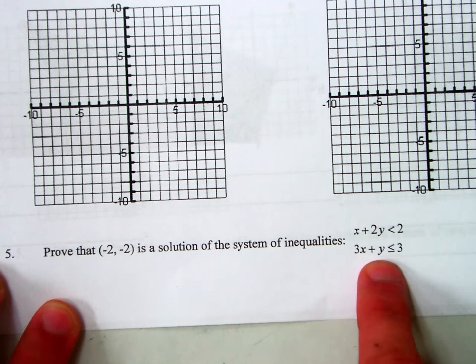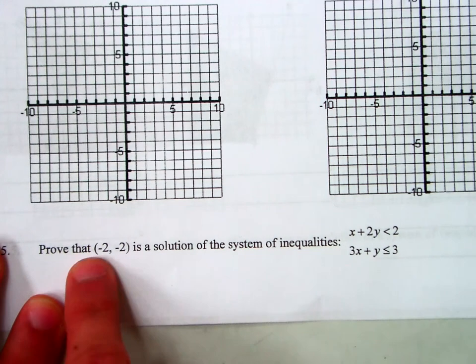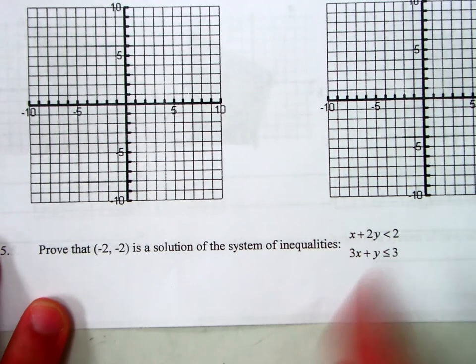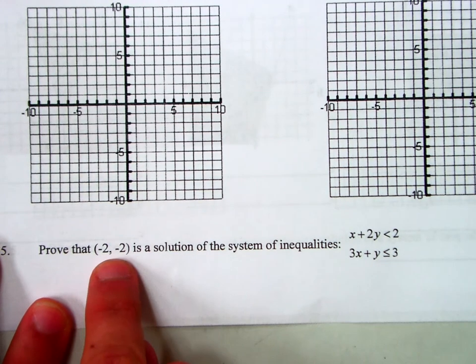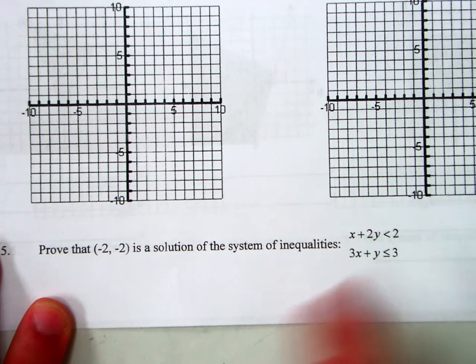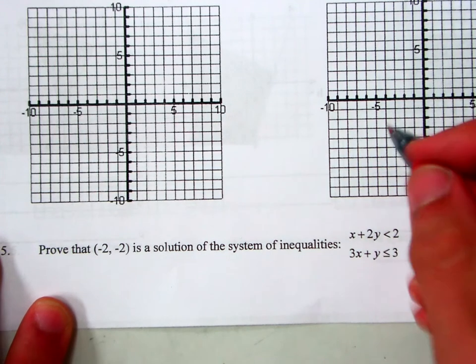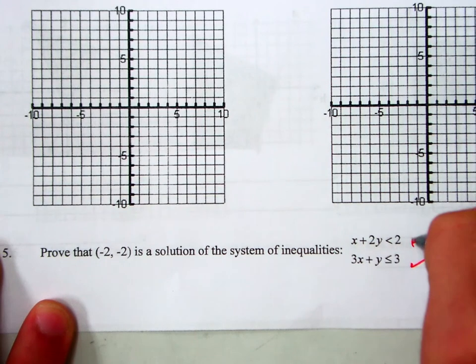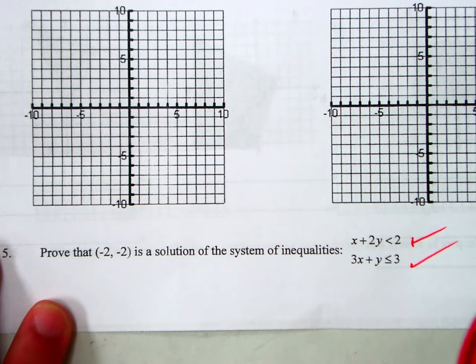There's two ways you can do this. You can graph that, and you can prove that that point resides in the feasible region, where all the shadings intersect. Or you can just take this point and plug it into each inequality, and if both of those inequalities check out and are true statements using that point, then that is a solution. If one of them is not, then it's not a solution.